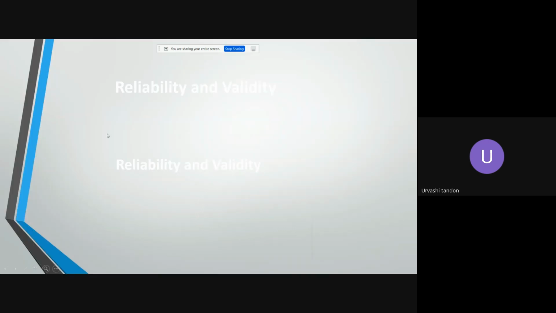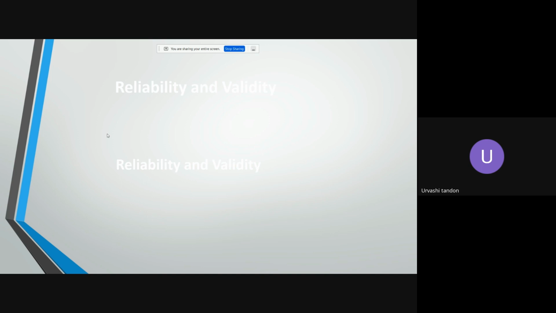Now, reliability is the consistency of the measure. Let's say you have designed a questionnaire for your research and you're getting certain results. If you are again using that questionnaire, reliable means trust, right? So if you are again using that construct after 10 years or 15 years, it is going to give you consistent results, right? So that is reliability. And validity means whether it is measuring exactly what it is supposed to measure.